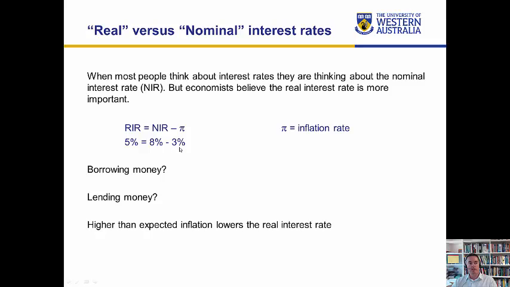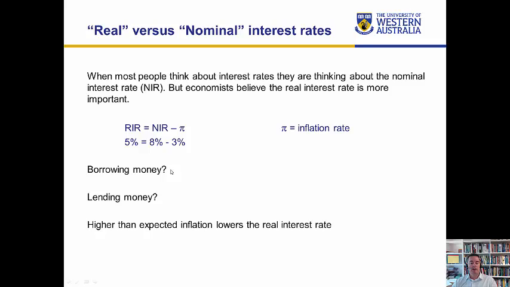So the question is, what is the increase in your purchasing power? Well, your purchasing power has gone up by 8% because of the 8% interest rate you've received, but then it's gone down by 3% because of the higher prices, so your net increase in purchasing power is 5%. So that's the way to think about the real interest rate when you are lending money. What about when you're borrowing money? Should you be looking at the 8% or the 5%? Well, most economists would argue you should be looking at the 5% in terms of the cost of borrowing money.